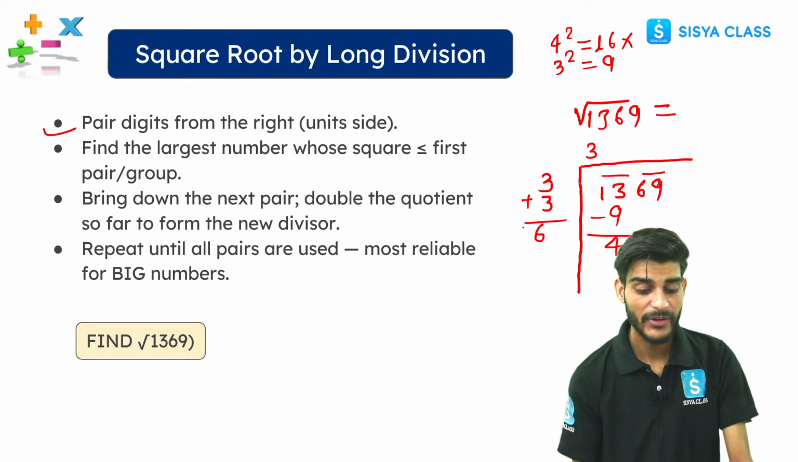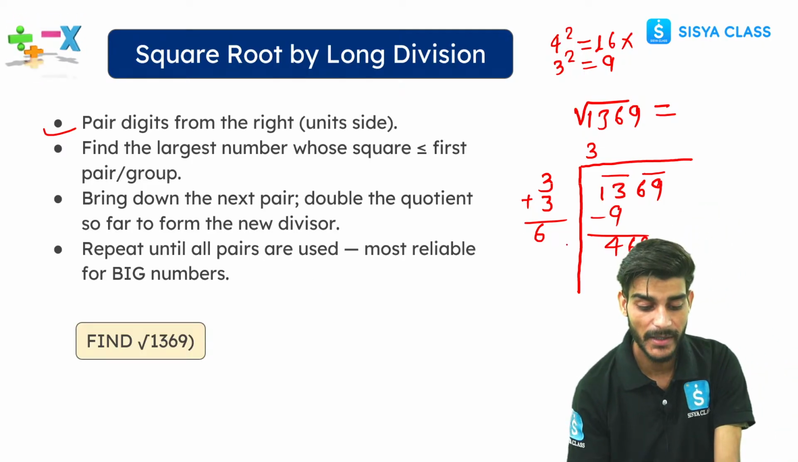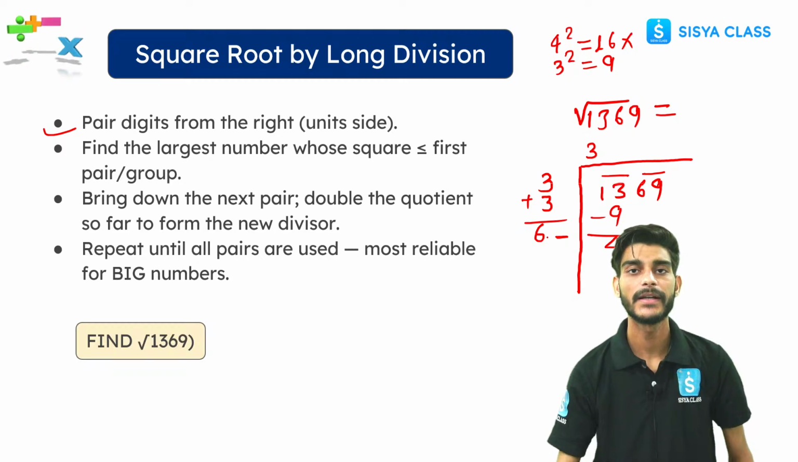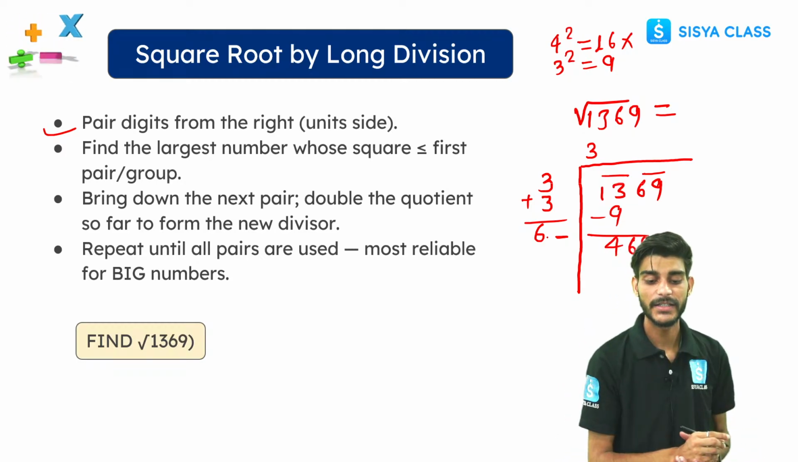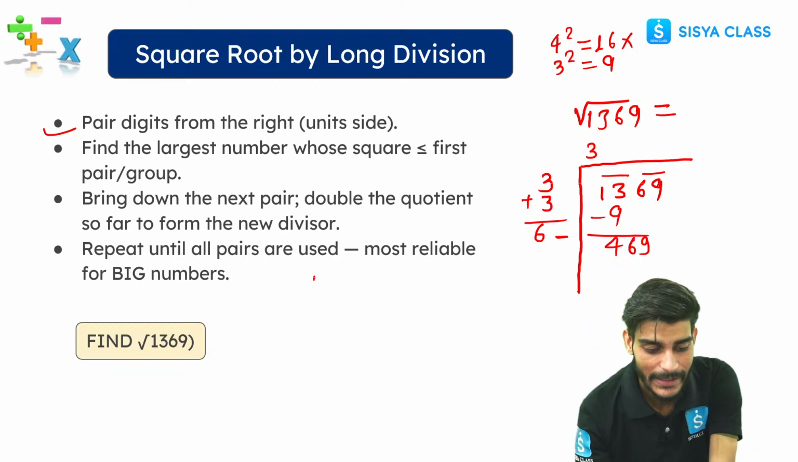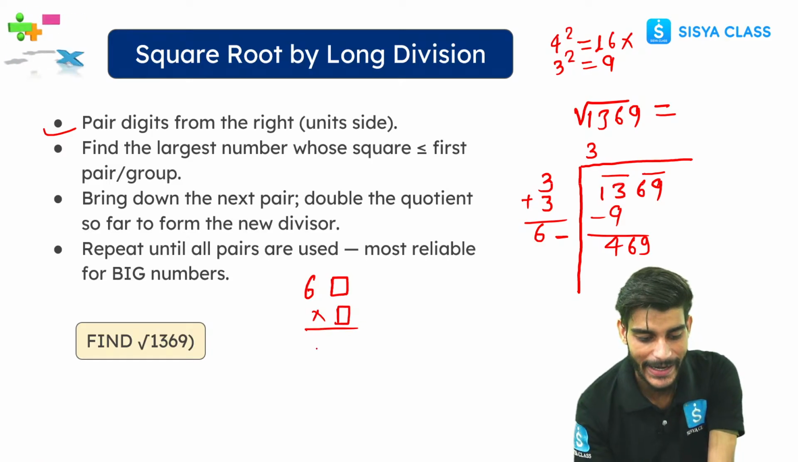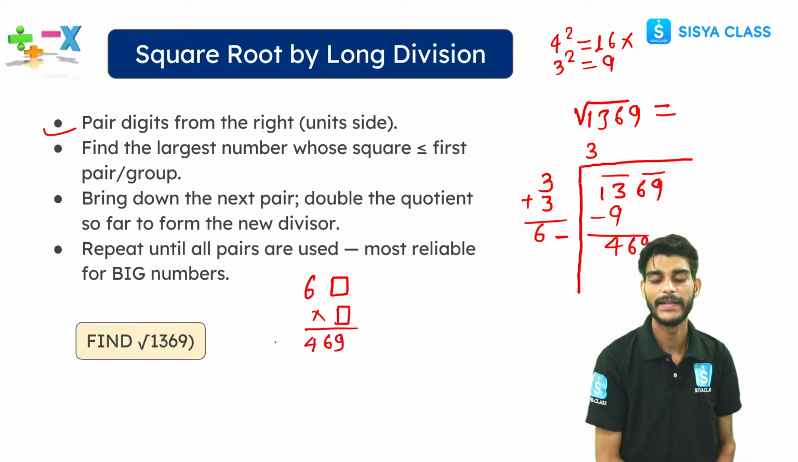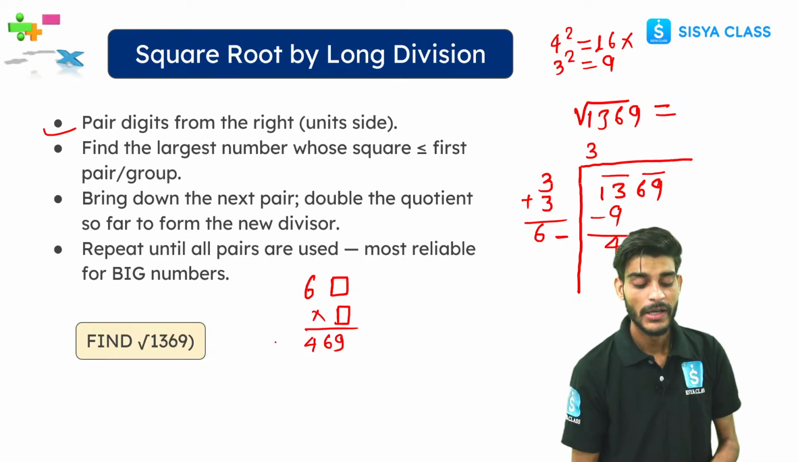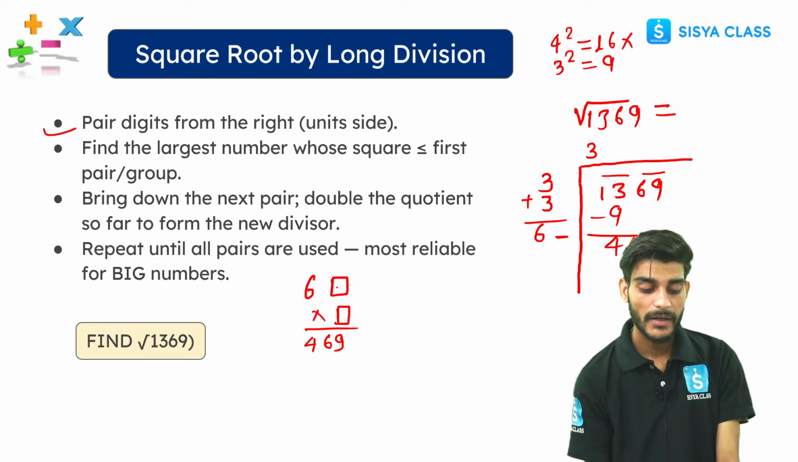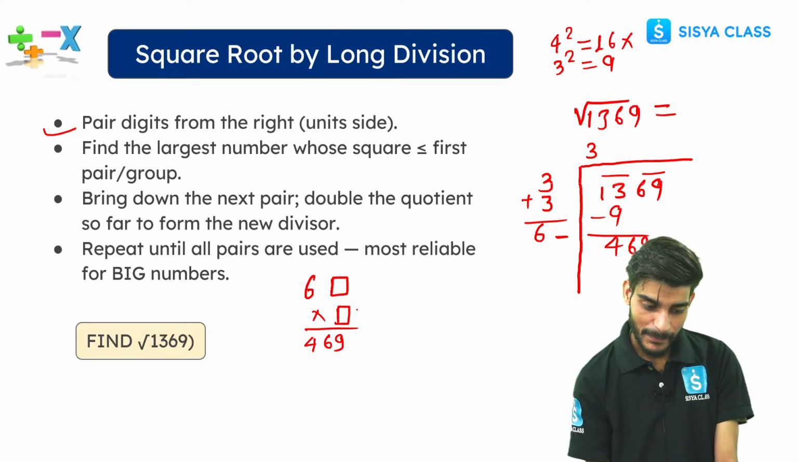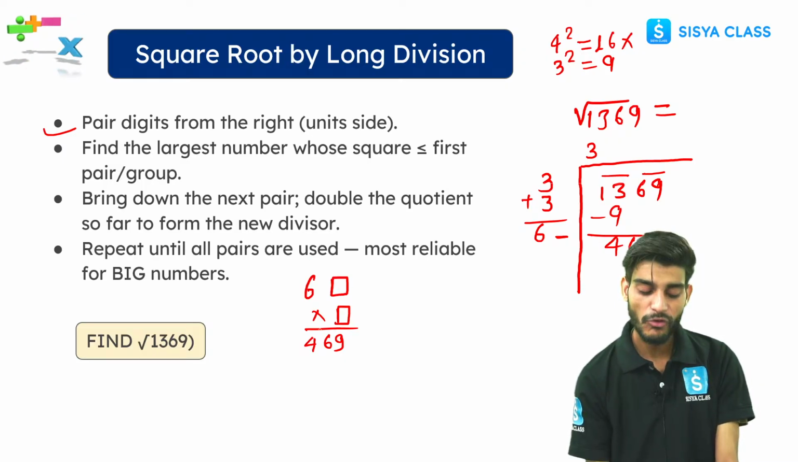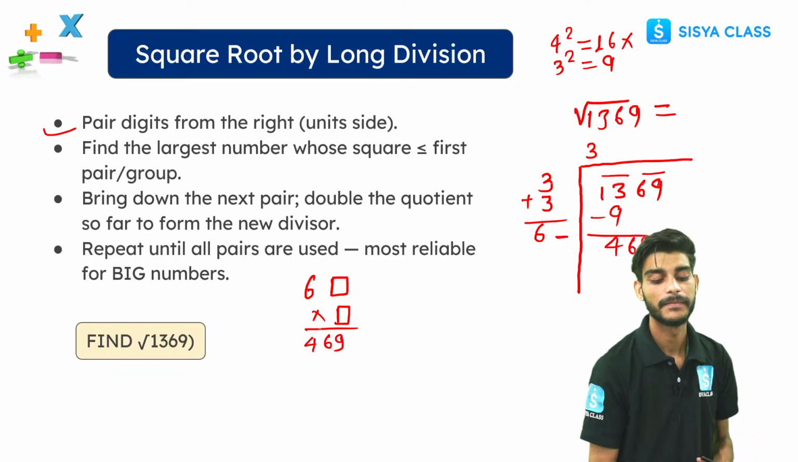So the next step will be, you have to think about a number here. There will be a one digit number here. You have to think about it in such a way that if you multiply with the same number, you will get 469. Clear? The next step is clear to you. So what is the number here?